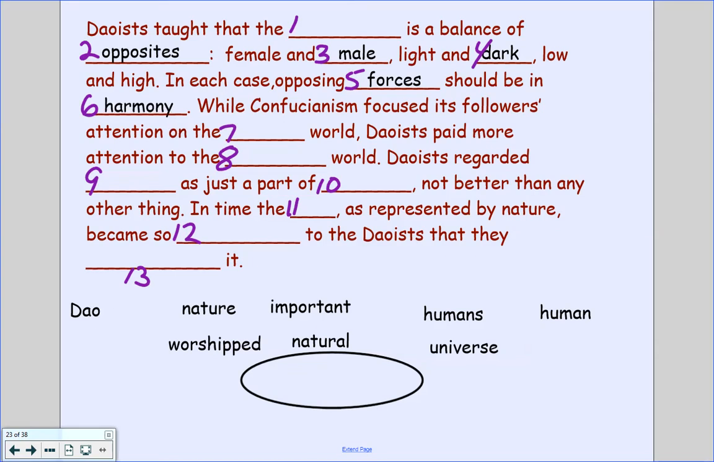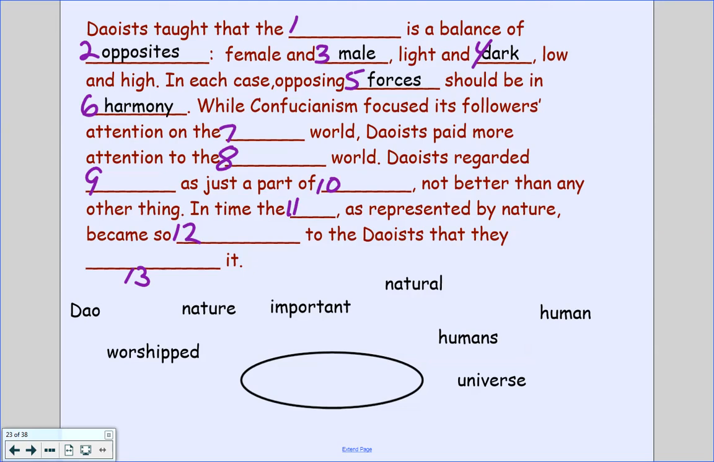While Confucianism focused its followers' attention on the blank world, Taoists paid more attention to the other world, or other blank. So what do you suppose we have in here? Confucians paid more attention on which world? Well, we've got natural world, and we've got, let's see, human world. Which is which? Okay, Confucianism talked about relations and harmony between people. So Confucius was focused on the human world, while Taoists paid more attention to the natural world. Taoists regarded blank as just a part of blank, not better than any other thing. Okay? Now, what are we regarding? We're regarding humans as just a part of nature, not better than any other thing.